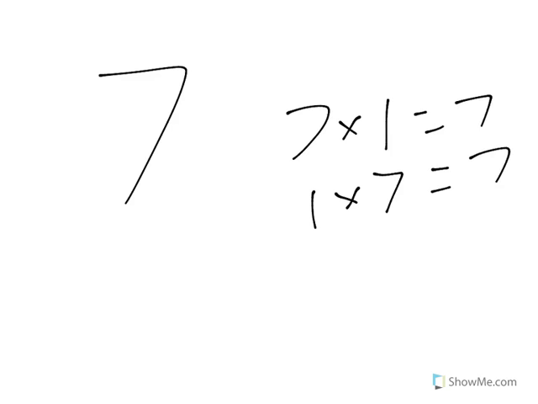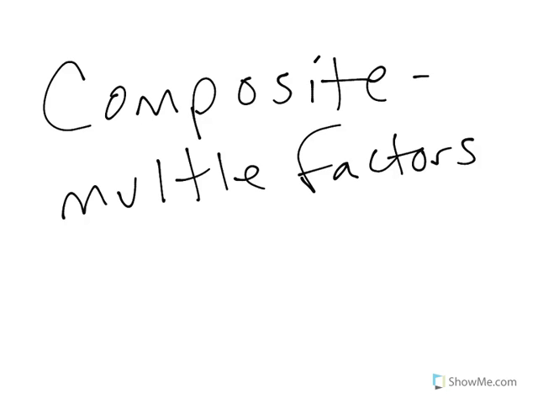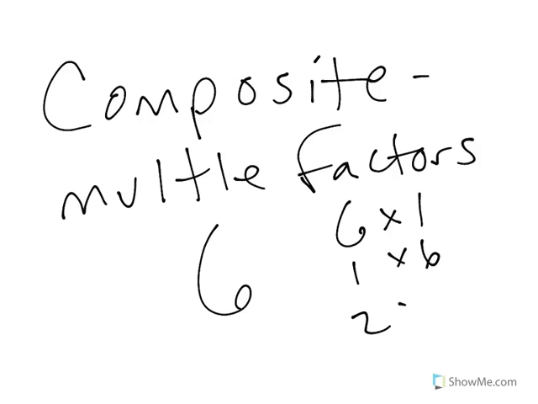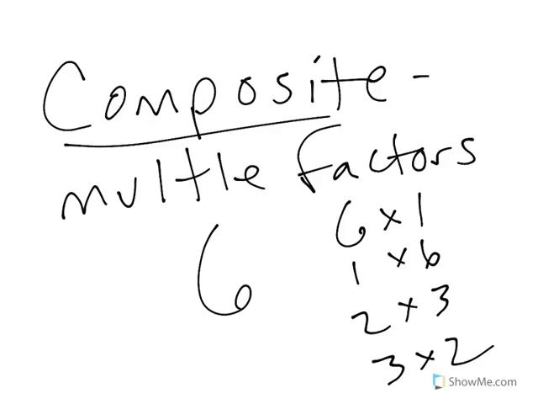The opposite of that is composite numbers, and composite numbers are numbers that have multiple factors. So, for example, 6. You can do 6 times 1 and 1 times 6, but you can also do 2 times 3, or 3 times 2. So composite numbers have multiple factors.